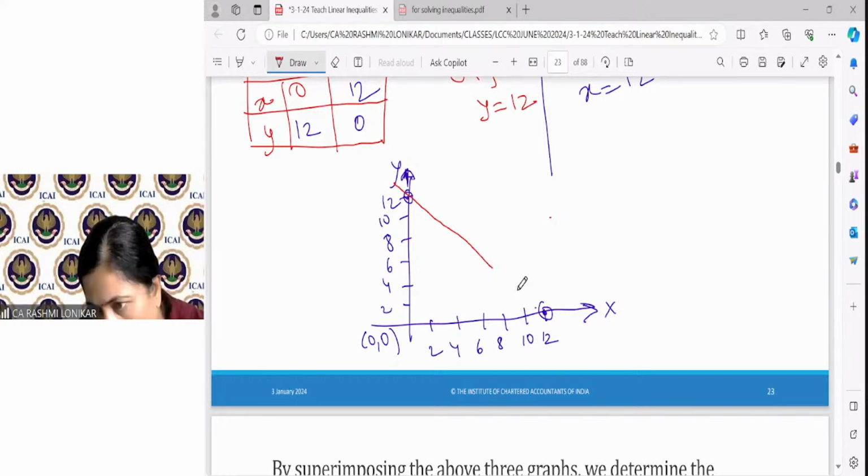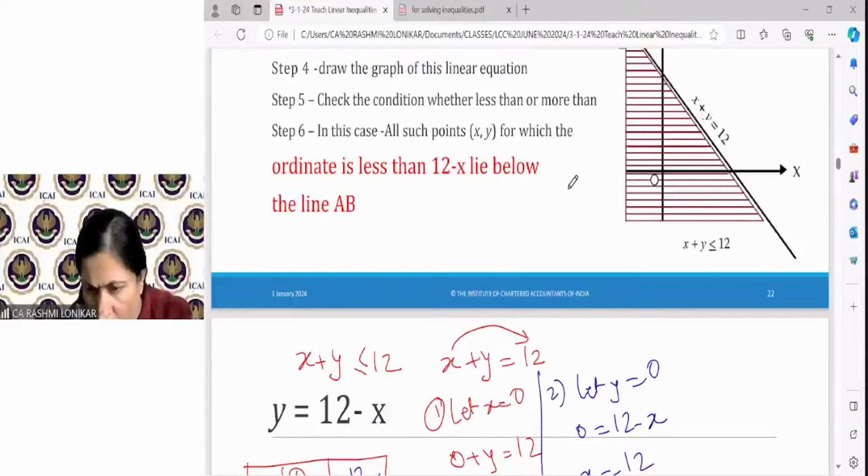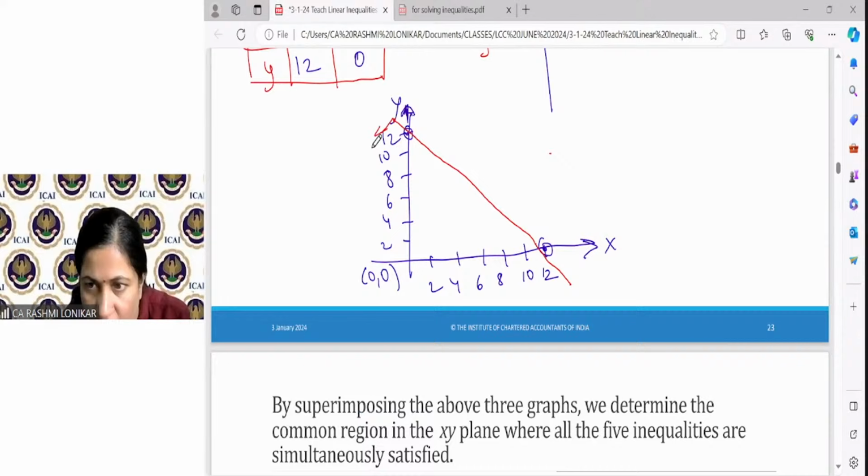Okay, now what is the condition? X plus y is always less than or equal to 12. So, this is the direction. And always I will write x plus y equal to 12. So, all my points are going to lie here.